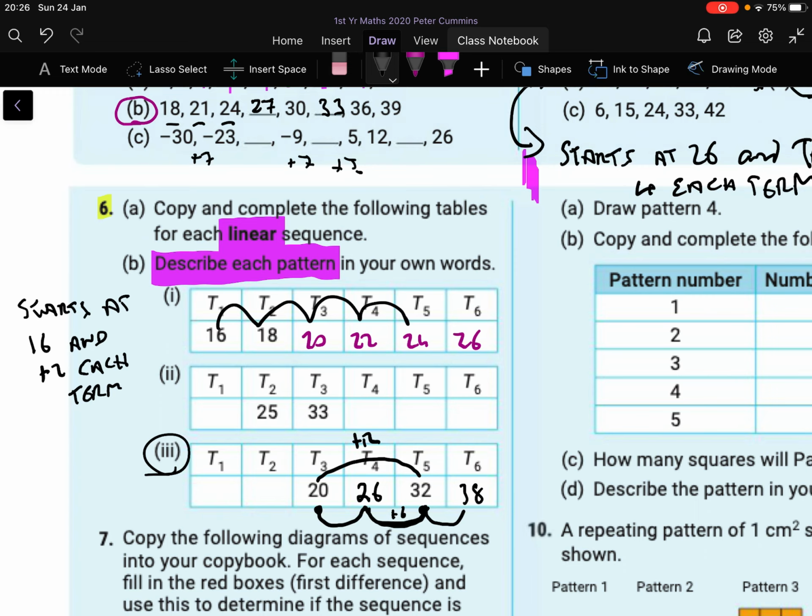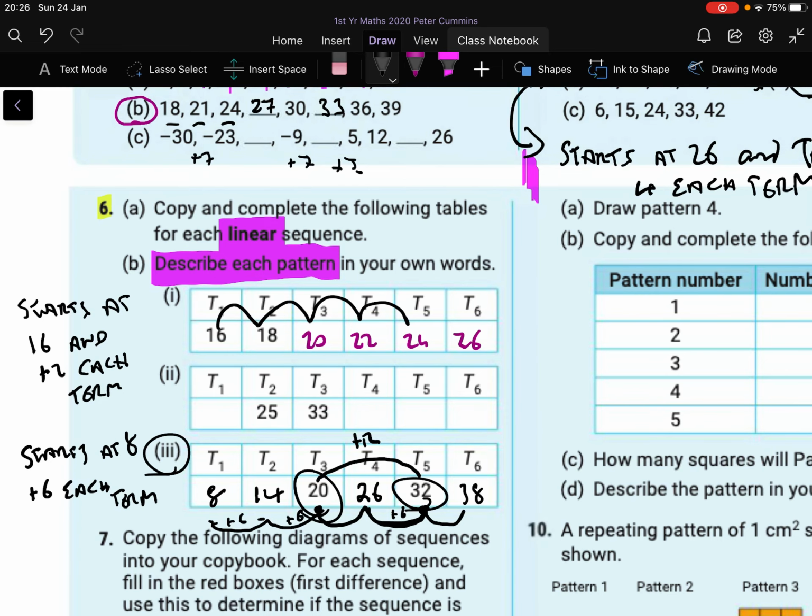And then we still need to find these 2 terms back here. So we take away 6 from 20, it's going to give us 14. And take away 6 again from 14 is going to give us 8. So all the time, you're still adding 6 because it's a linear sequence. And again, the sentence they want at the end: it starts at 8 plus 6 each term. A little trickier because they're giving us this and this to begin with, but we just go forward and go back to figure out what each term is.